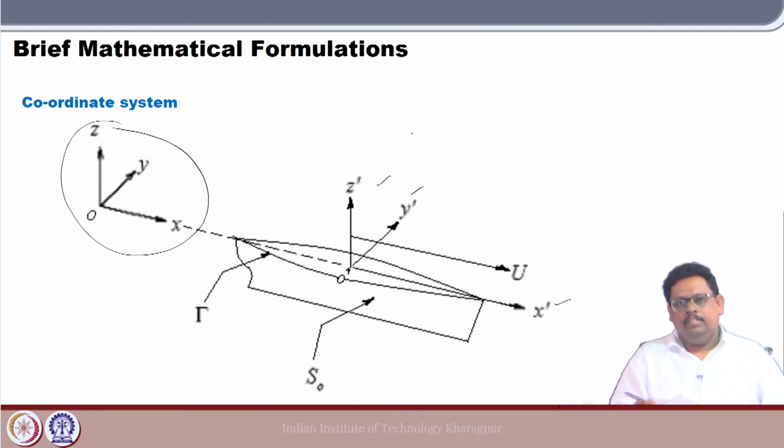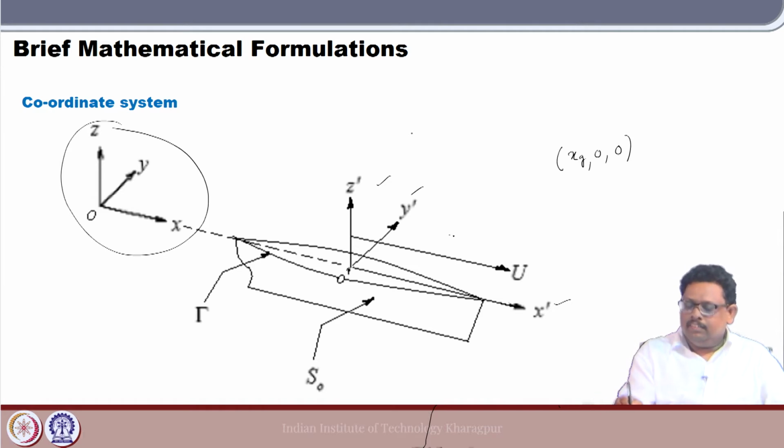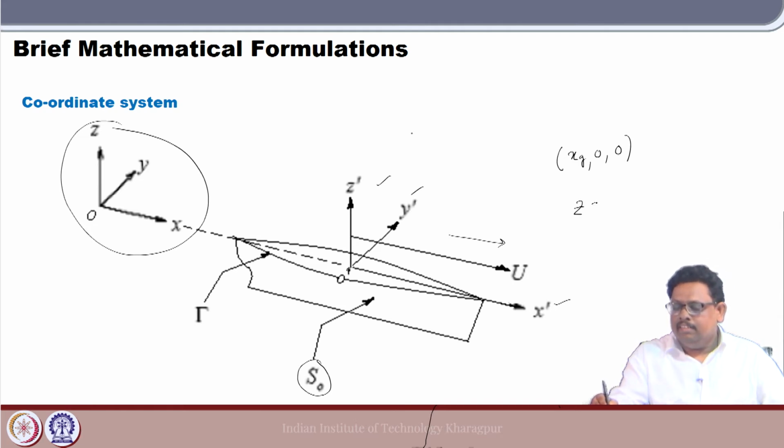It is up to you where you fix your body fixed coordinate system. Somebody places the origin at the CG location, but here we are putting it at the water line just above the CG, that means at xg, 0, 0. We are putting our origin there. And then there is a forward speed, the ship is advancing at forward speed U, and S 0 is nothing but the mean wetted surface, that means at z equal to 0.